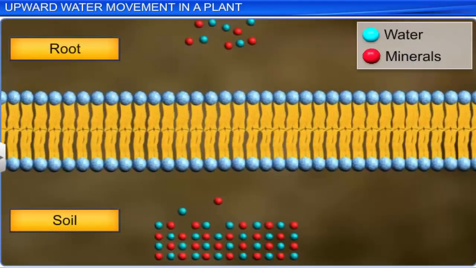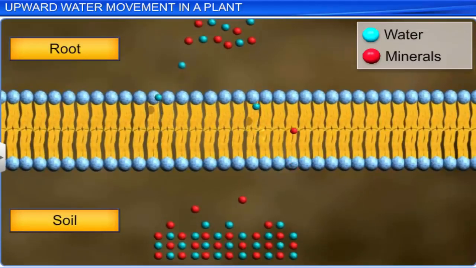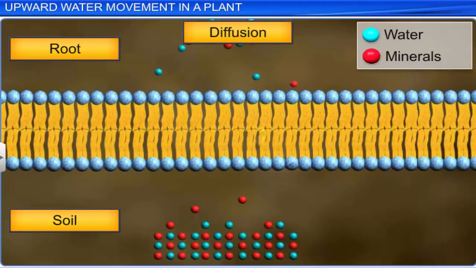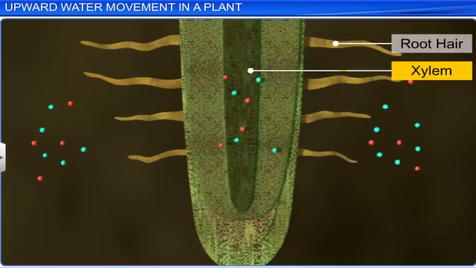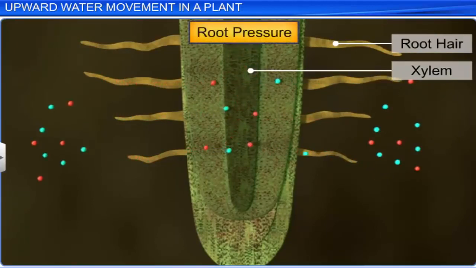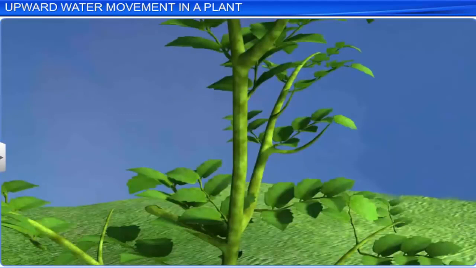Along with the water, various mineral ions from the soil are also pushed into the root vascular tissues by diffusion. As a result, the pressure inside the xylem increases. This positive pressure is known as root pressure. Root pressure can be observed in a plant by a cut stem experiment.